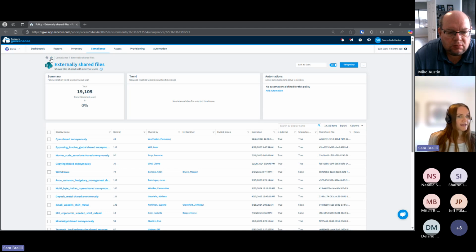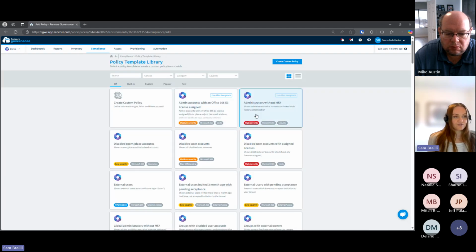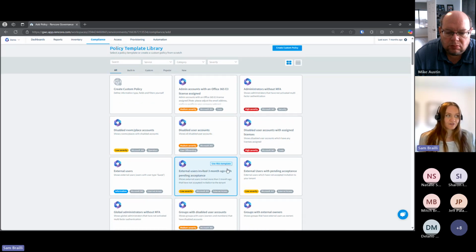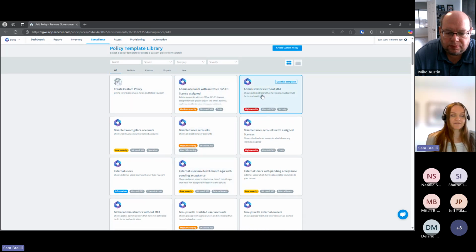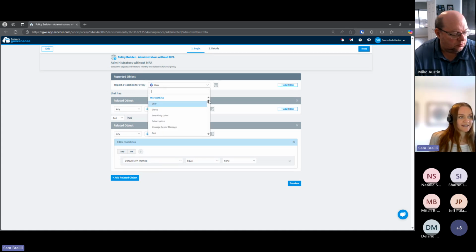And if we go back, as you can see here, we can then add our own policy in. Either you can use a template for a policy that's been created, or you can create your own custom policy. So for example, we want to have a look at any admins that don't have multi-factor authentication. If we use this template, you can see how that policy is set up. And you'll be able to see actually how many different ways you could set up a policy in the future if you wanted to.